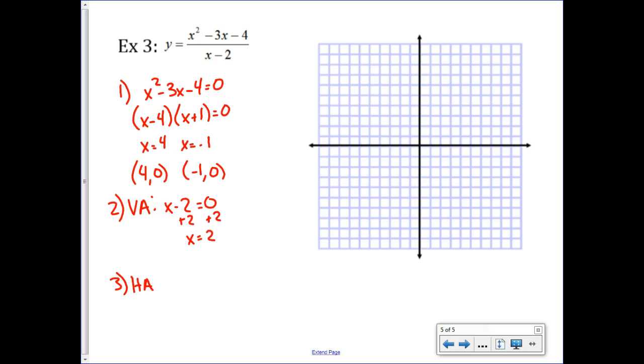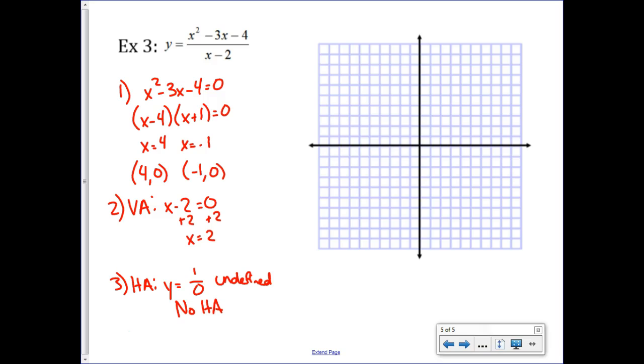Then my horizontal asymptote. I have x squared is my largest degree there, so I have a 1 x squared on top, and I have none on the bottom. So 1 divided by 0, that's undefined if we try to do that. So there's no horizontal asymptote. However, we could have a slant asymptote here, and I'm going to show you how to find that in just a little bit. So I'm going to go ahead and plot these things that I see.